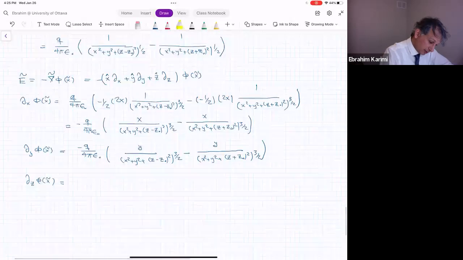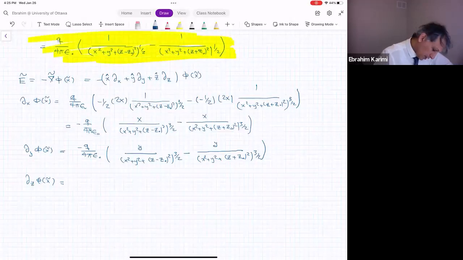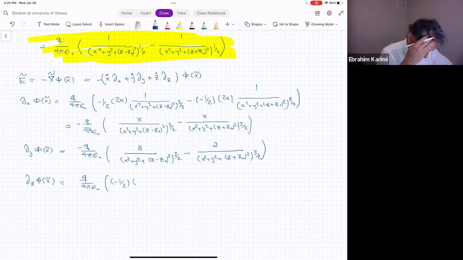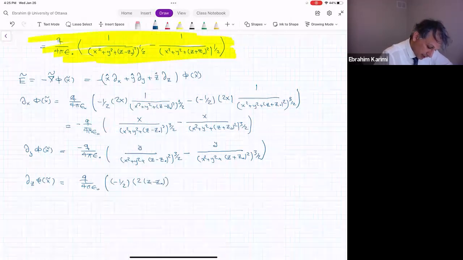Derivative with respect to z of this term, we are talking about this term, right? Because that's the potential, we just found it. It will be q divided by 4 pi epsilon naught. Derivative with respect to z, that will be minus 1/2. Then derivative with respect to argument of 2, (z minus z0) to the power of 2, that will be 2(z minus z0). Okay, and then again the same scenario, 1 divided by (x squared plus y squared plus (z minus z0) to the power of 2) to the power of 3 halves, minus 1/2 of 2(z plus z0), my apologies. And then that will be 1 divided by the same argument that we had in 3 halves power.